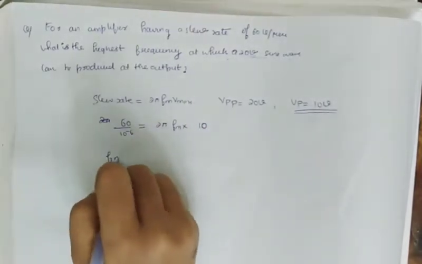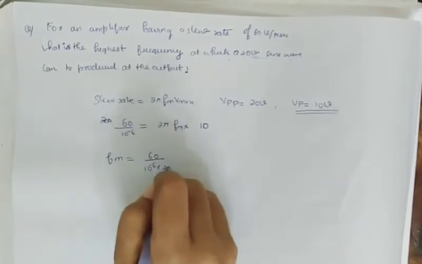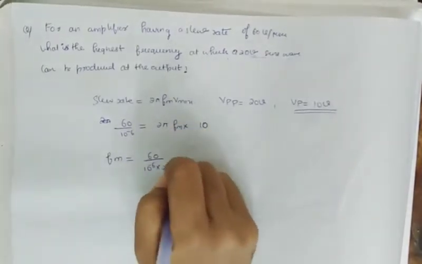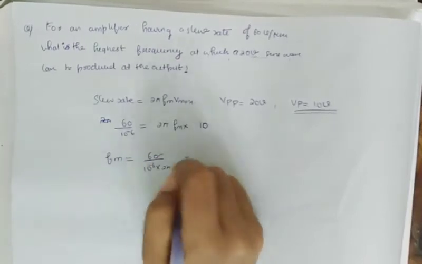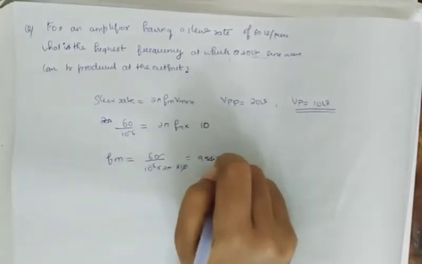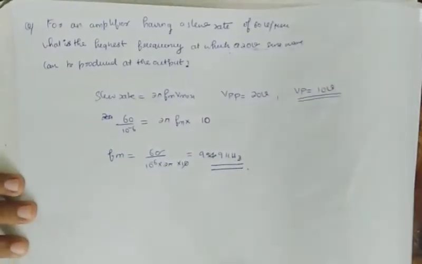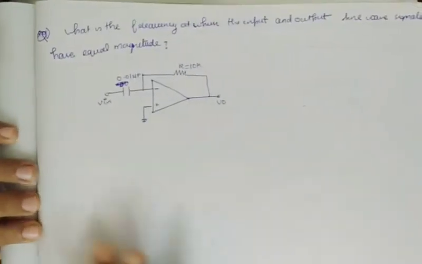From here Fm is equal to 60 divided by 10 raised to minus 6 into 2 pi into 10. We will get the answer 954.9 kilohertz. You can do that in a calculator. 954.9 kilohertz. With that, we'll move on to the next question.